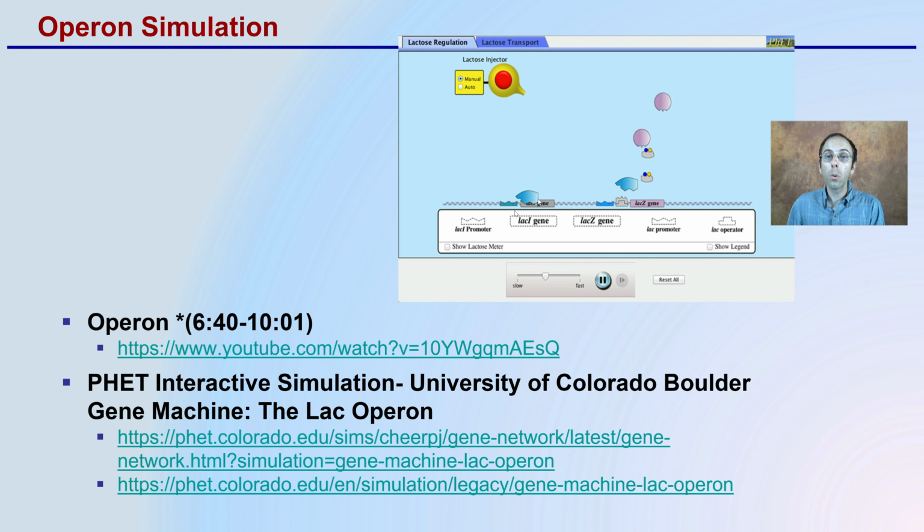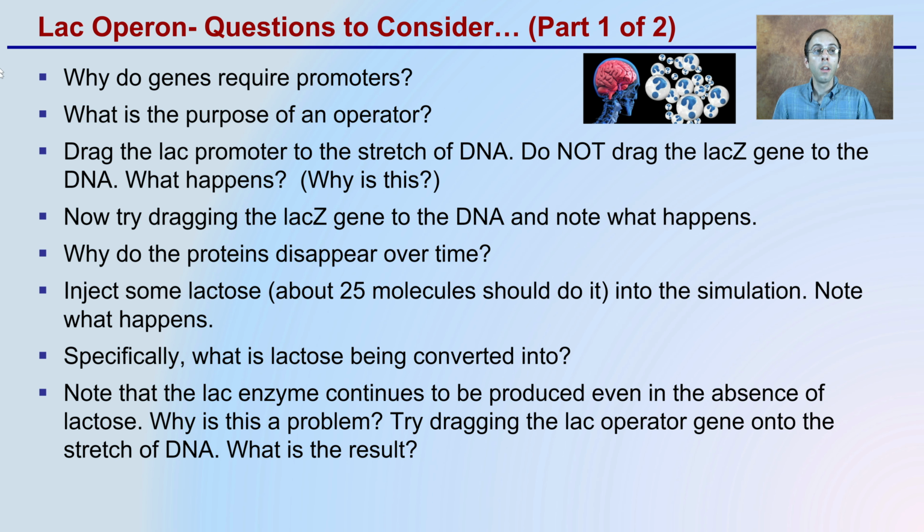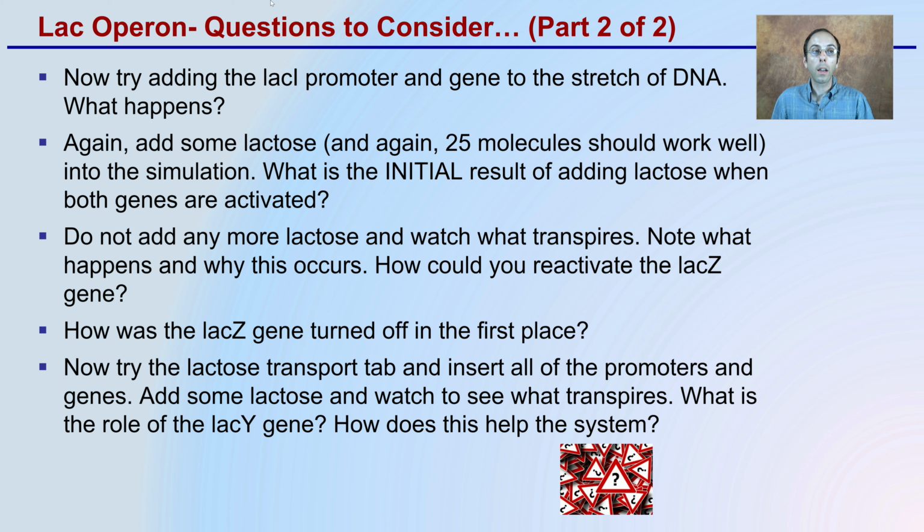Okay, having gone through the simulation now, hopefully that was helpful for you. I've got a couple of questions here. If you felt like you understood it, why do genes require promoters? What's the purpose of an operator? A couple other questions here. I try to carry through the simulation that I did, and you've got a couple other questions here to consider. You might want to pause the video and make sure you can answer them so you can determine your level of understanding when it comes to operators in regards to bacteria being able to break down lactose.